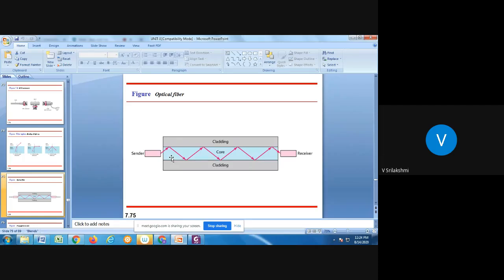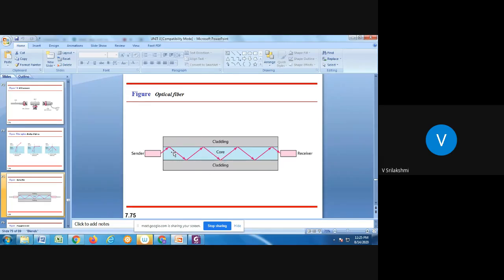Okay, the type of signals here is light signals. So these light signals will be passed through this beam. We can call this a beam to the receiver, and this beam will be surrounded with a cladding. Okay, this beam will be surrounded with a cladding.